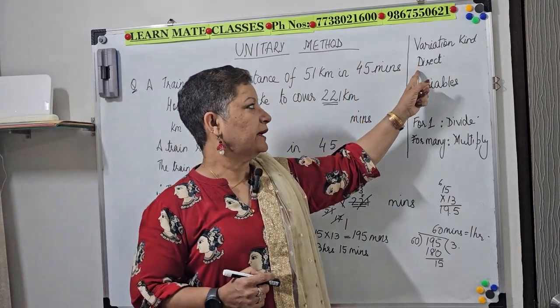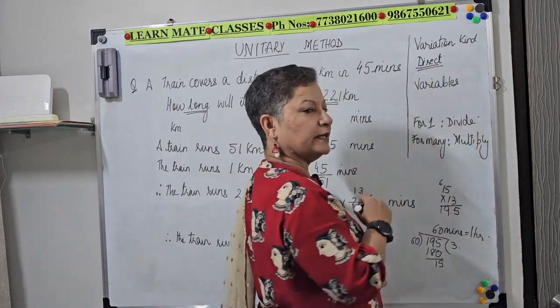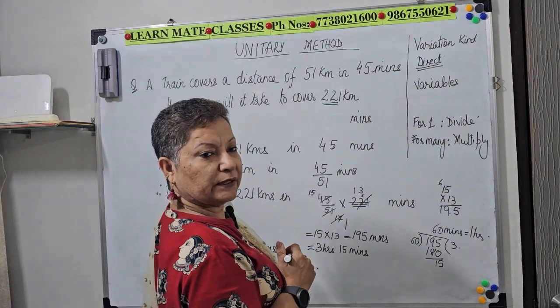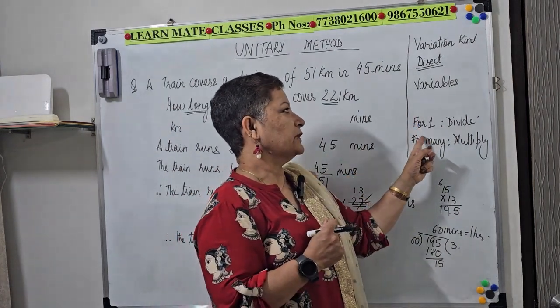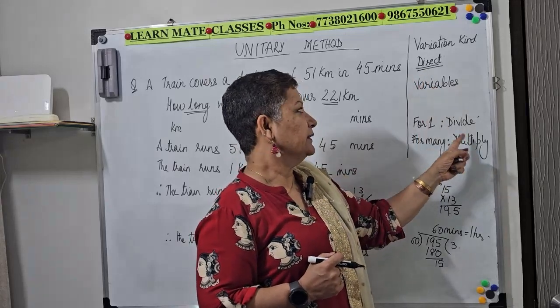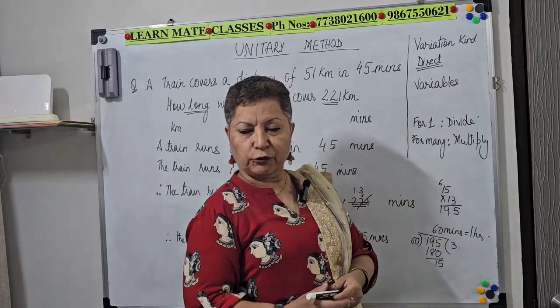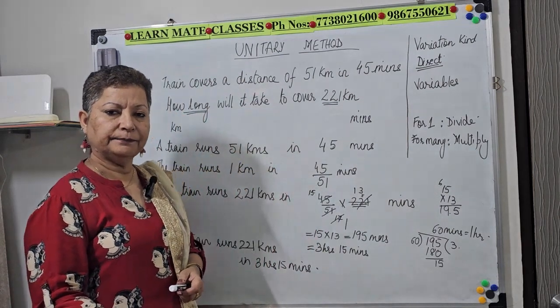First, identify what kind of a variation it is. We identified it was direct. Then we looked for the variables. We understood that they were kilometers and minutes. And then we used the concept that for direct variation, for finding out one, we divide, and for finding out many, we multiply. Is that okay? I'm going to be doing another sum. So we'll just do that in a second.